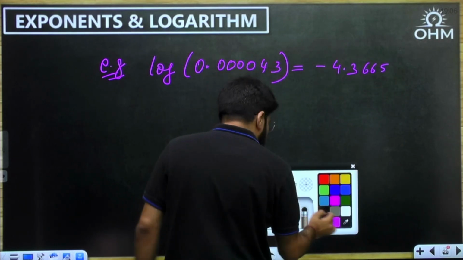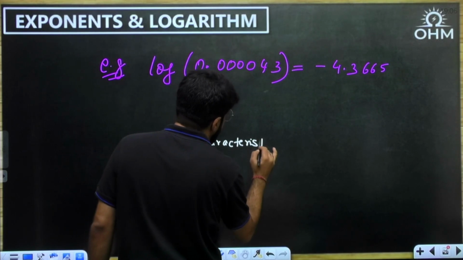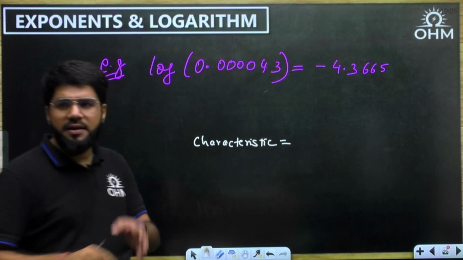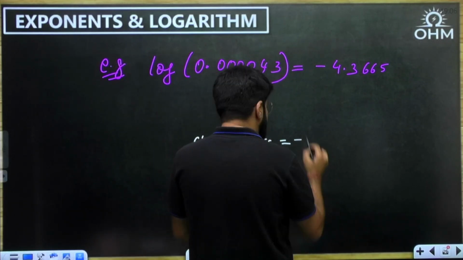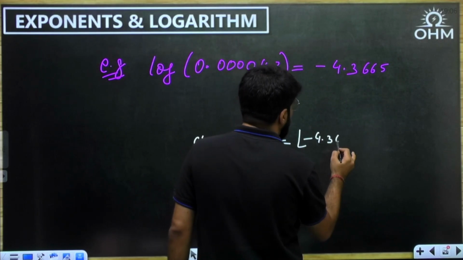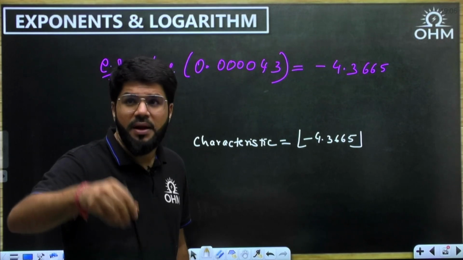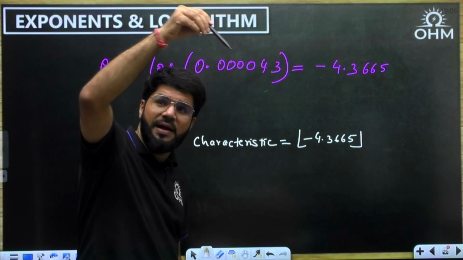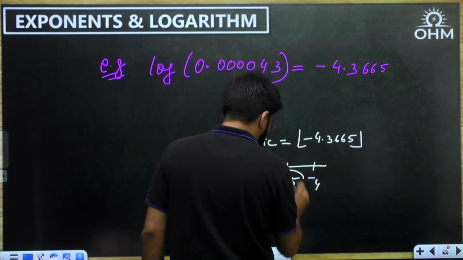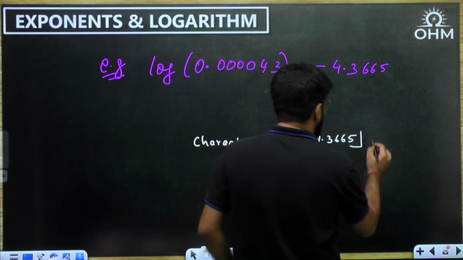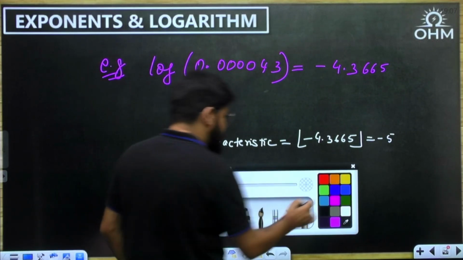Now only focus on the characteristic. How much is this characteristic? It is the floor of minus 4.3665. The integer below minus 4.3 will be minus 5. Negative number again, minus 5, and minus 4 will be at the top. Minus 4.3 lies between minus 5 and minus 4, so the lower value is the floor value. So the characteristic is minus 5.